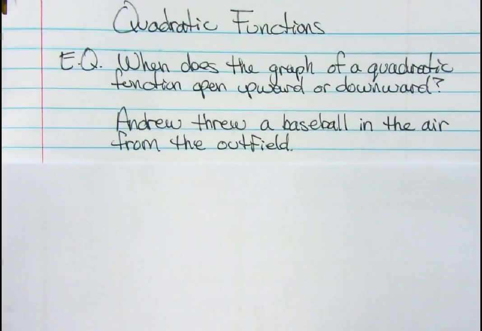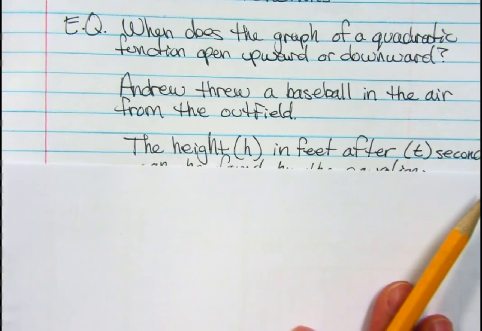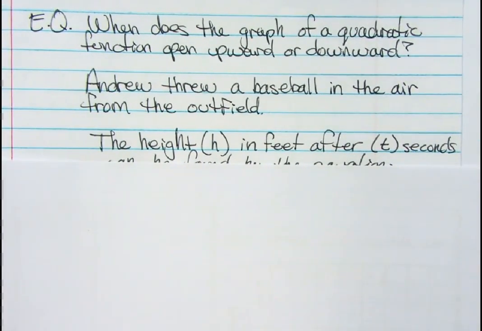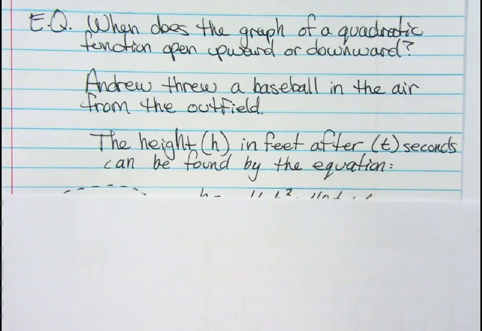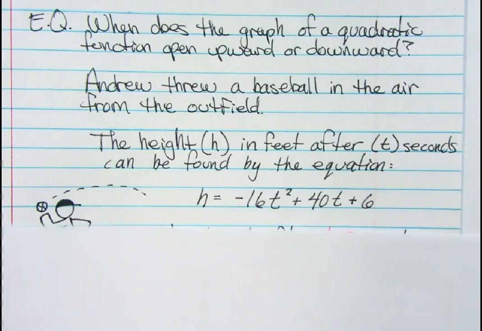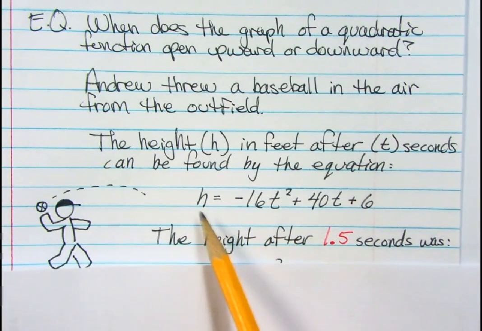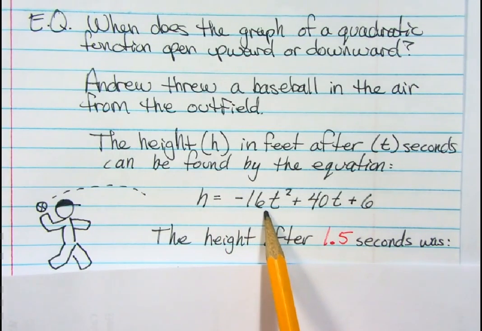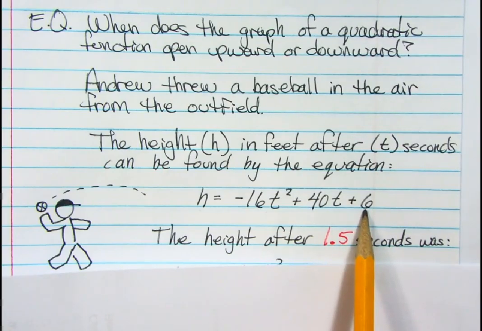Andrew threw a baseball in the air from the outfield. This is a real life example. Not that I knew that Andrew threw a ball, but the rest of this is true. The height h in feet after t seconds can be found by this equation. So here's this kind of weird equation, and just follow it along with me for now. Just copy it down. It says the height is equal to negative 16 t squared plus 40t plus 6.